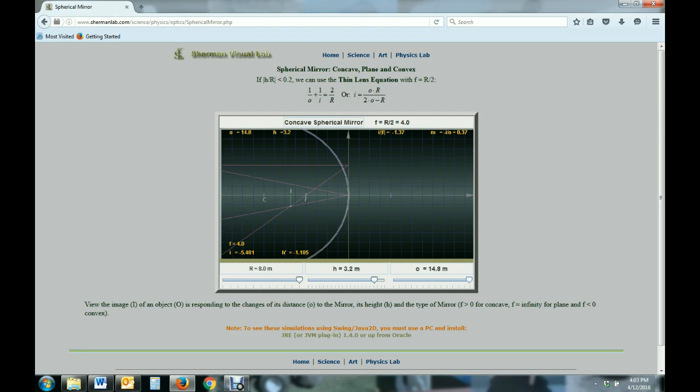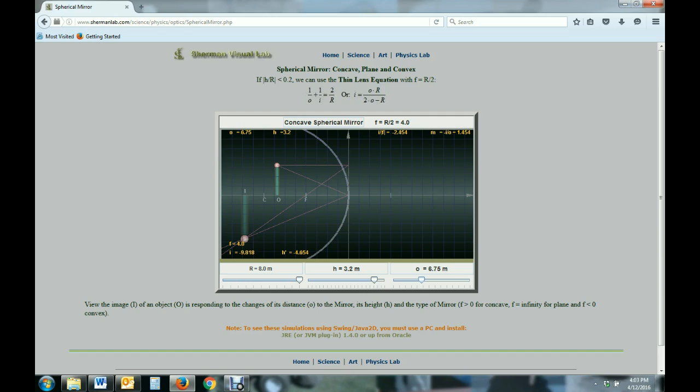The object is much taller than the image, and that is more apparent as I move it further away. If, however, I bring the object in so that it is between the center of curvature, the radius of curvature, and F, I see that I still have a real image, but now it is magnified instead of diminished. It is bigger instead of smaller.